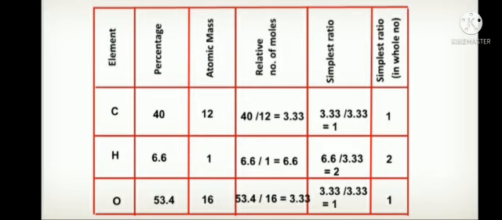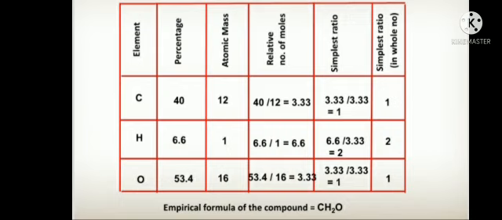So, for carbon, 3.33 divided by 3.33, which is equal to 1. The simplest ratio of carbon is 1. Next one, for hydrogen, 6.6 divided by 3.33, which is equal to 2. The simplest ratio of hydrogen is 2. Finally, for oxygen, the simplest ratio is equal to 3.33 divided by 3.33, which is equal to 1. Hence, the simplest ratio of oxygen is 1. So, the simplest ratio in whole number is present in the last column. We have to substitute the value. For carbon, it is 1. For hydrogen, it is 2. For oxygen, it is 1.